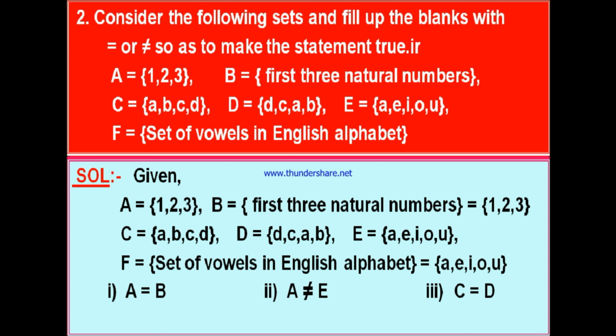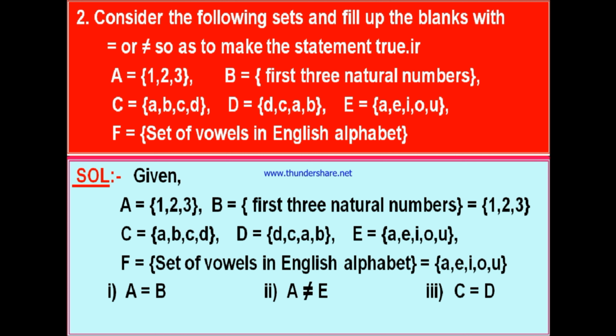And the second bit, A dash E. Look at A and E. The elements in A are 1, 2, 3, whereas the elements in E are A, E, I, O, U. The elements are different, therefore A is not equal to E. A and E, both the sets are not equal.